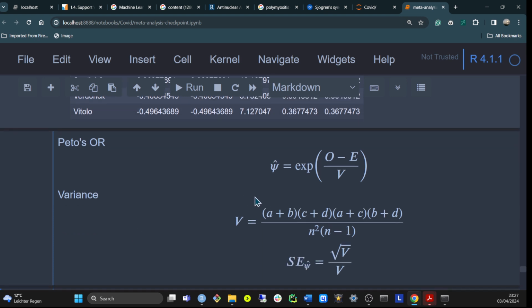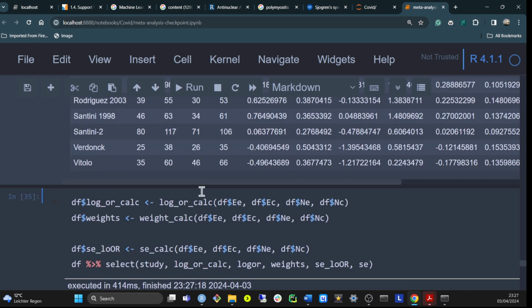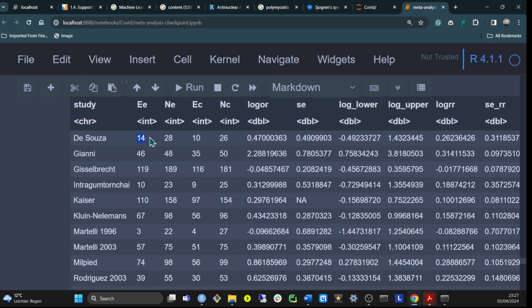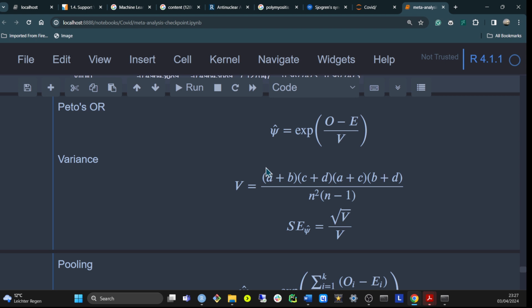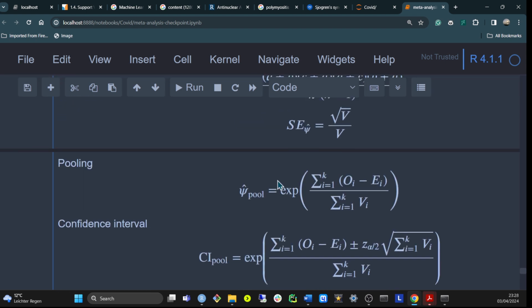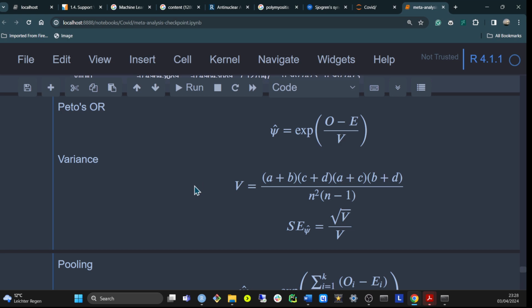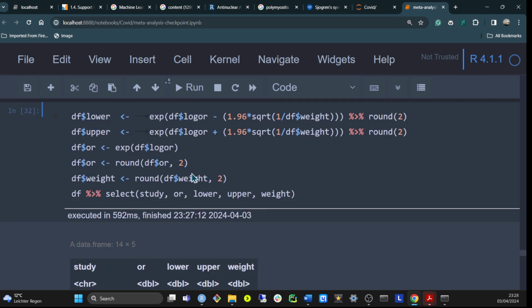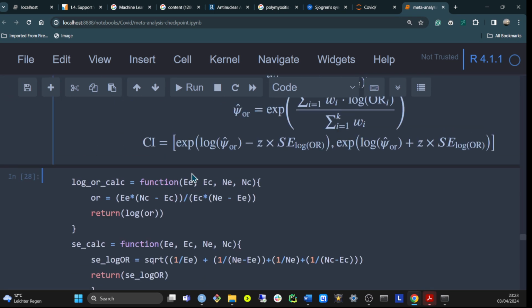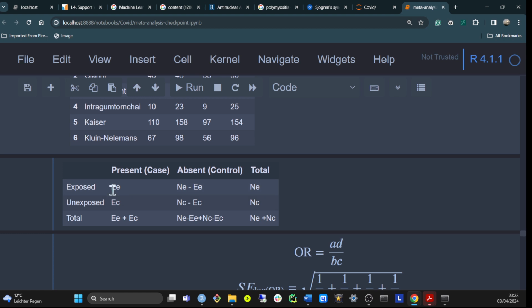getting the Peto odds ratio is simply exponentiating it. If you want the confidence interval, you need the effect size plus or minus 1.96 times the standard error. The standard error you can also get from the variance: the square root of this variance gives you the standard error. Otherwise, you can take the inverse variances and sum them, so you get the total weight, then invert that total weight and take the square root, and you get the standard error. Once you have the standard error, it's simple to calculate the confidence interval.